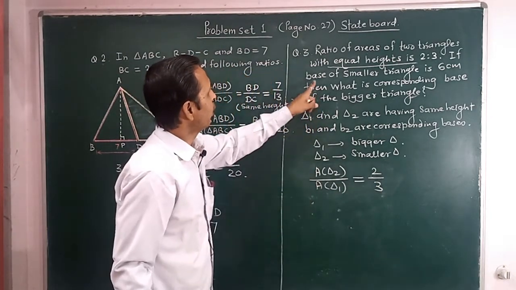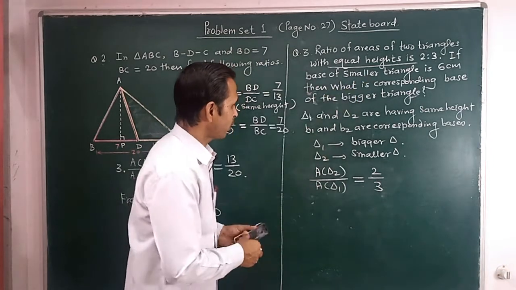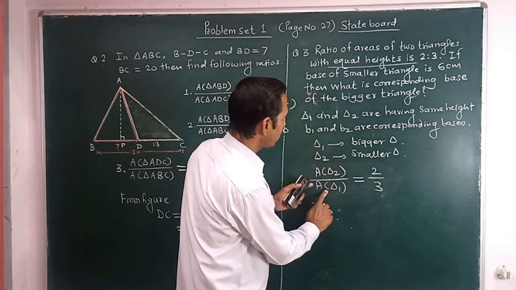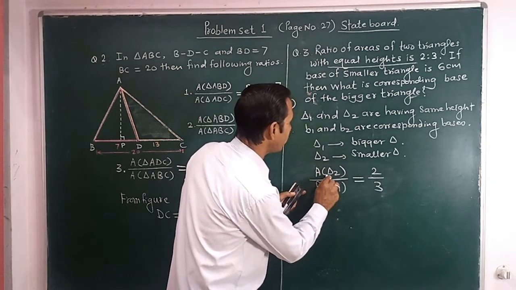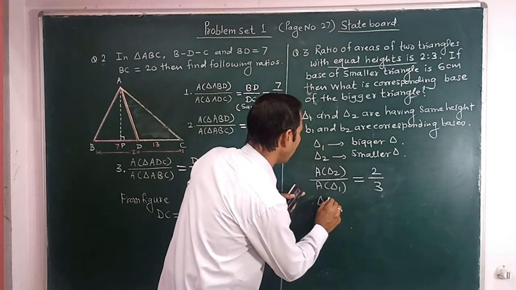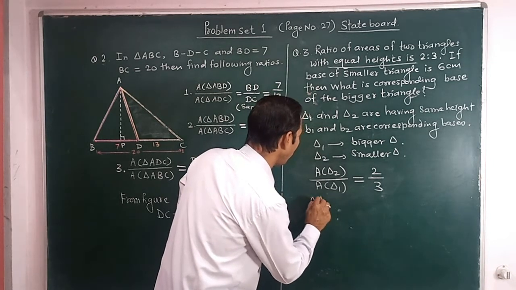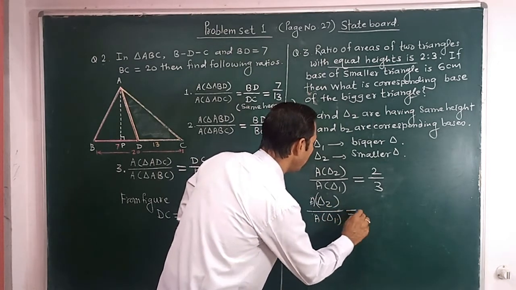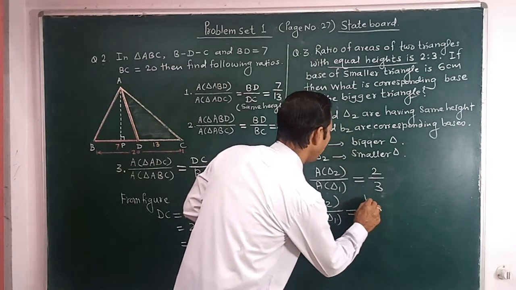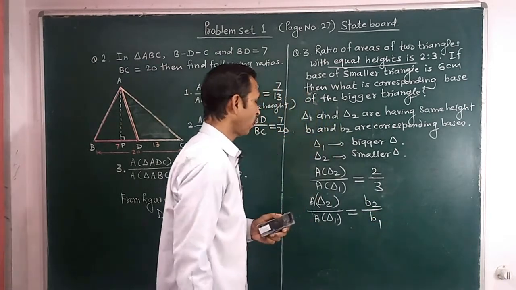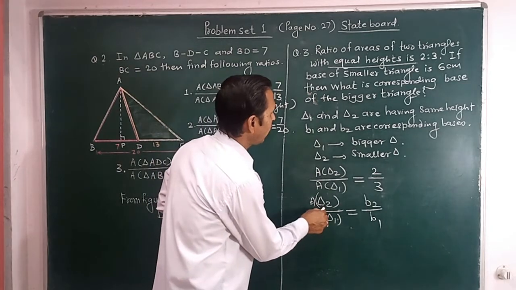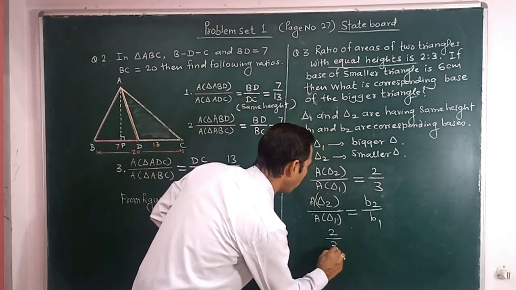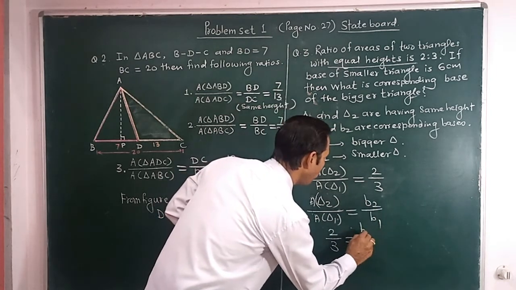Here write like this. Now the base of the smaller triangle is 6. Triangle 2 is the smaller triangle, and that's why the area of triangle 2 divided by area of triangle 1 is equal to B2/B1. Now triangle 2 is the smaller triangle. Now here write the ratio 2/3 is equal to B2/B1.